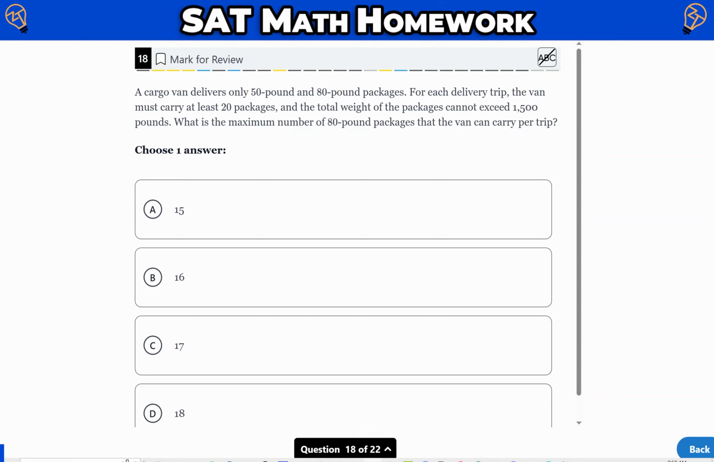As you know by now, I'm a big fan of writing things out as I go. So let's take a look at this. We have 50-pound and 80-pound packages. And as we go through, we want to be mindful of what our unknowns are here.